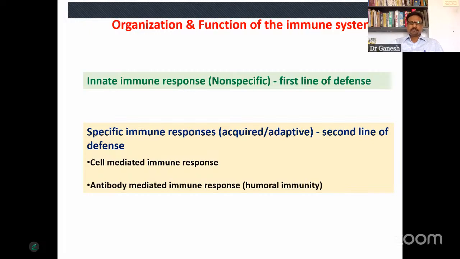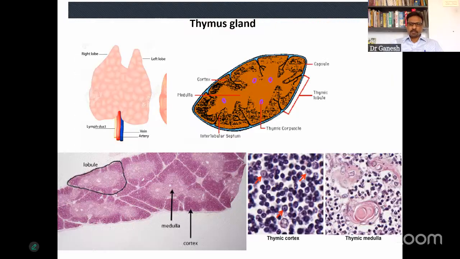If it is successful in passing through the first line of defense, then it has to face the second line of defense, called the specific immune response. These specific immune responses are specific against a particular pathogen. This type of immune response is also called the acquired or adaptive immune response. These are of two kinds: cell-mediated immune response and antibody-mediated immune response. Cell-mediated immune response mainly involves the T cells, whereas the antibody-mediated immune response involves the antibodies produced by the B cells. This is also called humoral immunity. For our convenience, we differentiate these cell-mediated and antibody-mediated immune responses, but if you consider the total immune response, these two are often interconnected. So here is the brief overview.